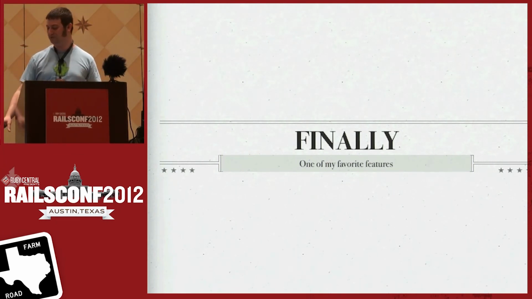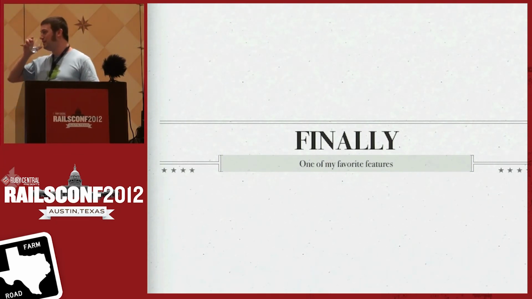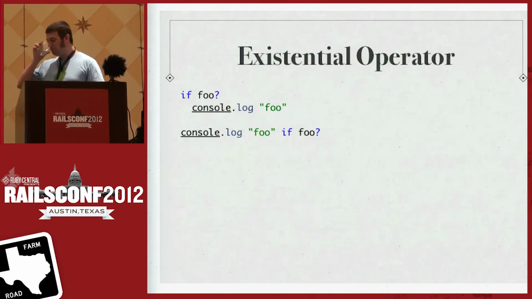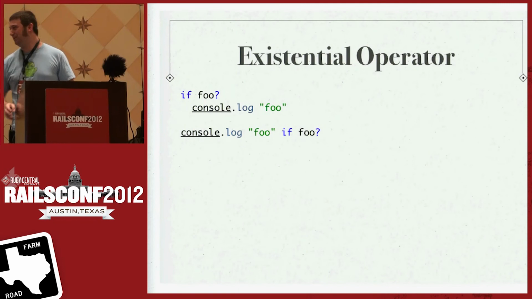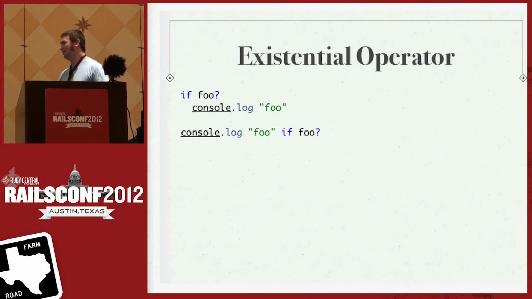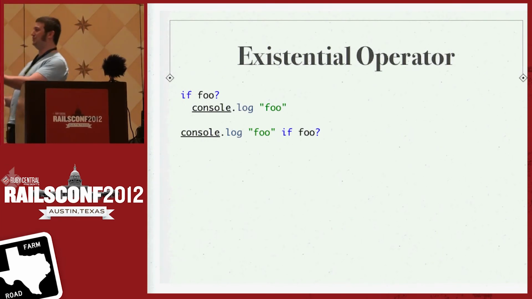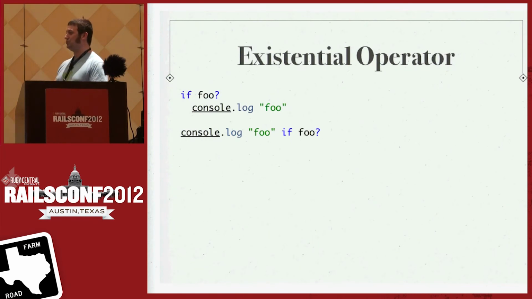single character bits of code that I'm going to show you today, is the existential operator. It's all very zen, let me tell you. Right? Why are we here? Well, that's what the existential operator solves. So here we have if foo question mark, and it's a single line: log foo if foo. So what is that actually doing for us?